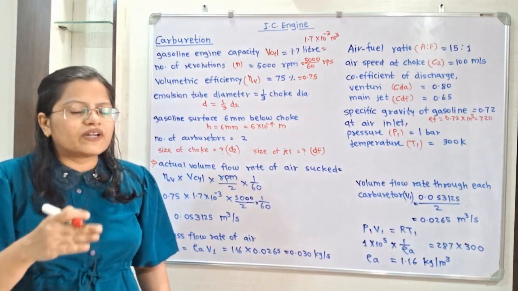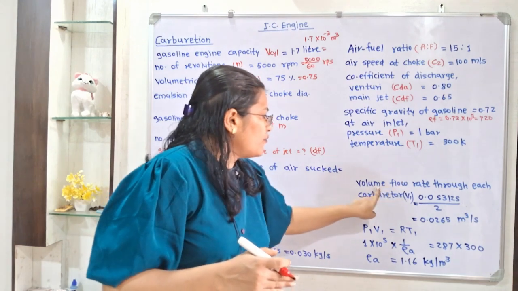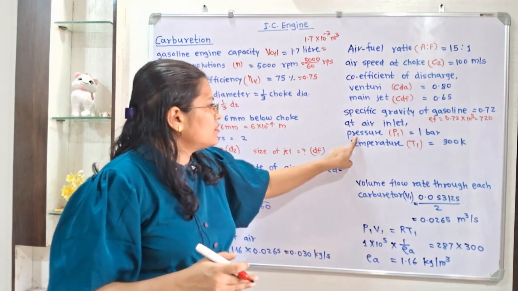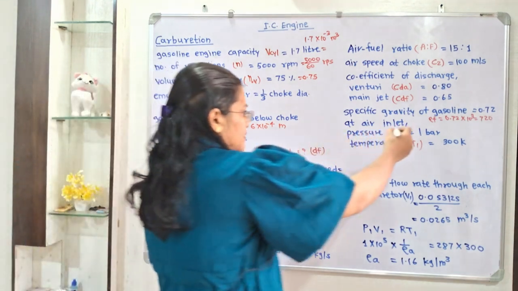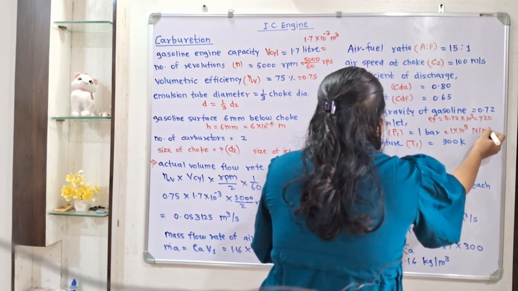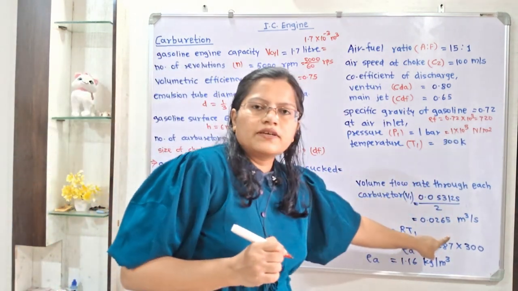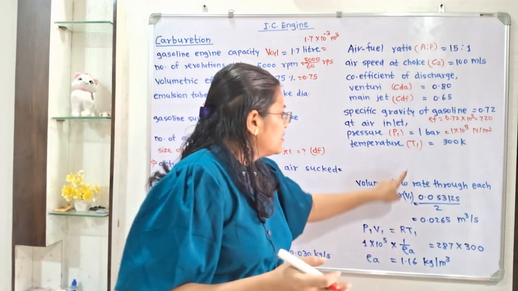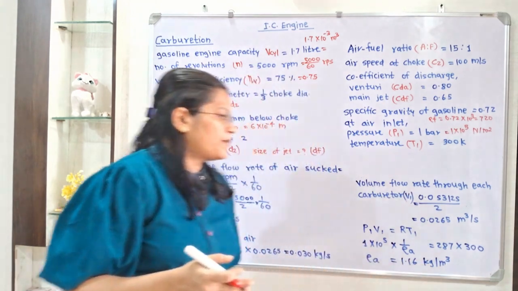Now instead of V1 we will use the density, 1 by rho A, because this is the volume flow rate of air. So 1 by rho A. So P1 is known, 1 bar. So for the calculation we will use it in Newton per meter square. So 1 into 10 raised to 5 Newton per meter square, V1 is 1 by rho A, R, that is the gas constant 287 joule per kilogram Kelvin, and T1 300 Kelvin. So rho A is equal to 1.16 kilogram per meter cube.